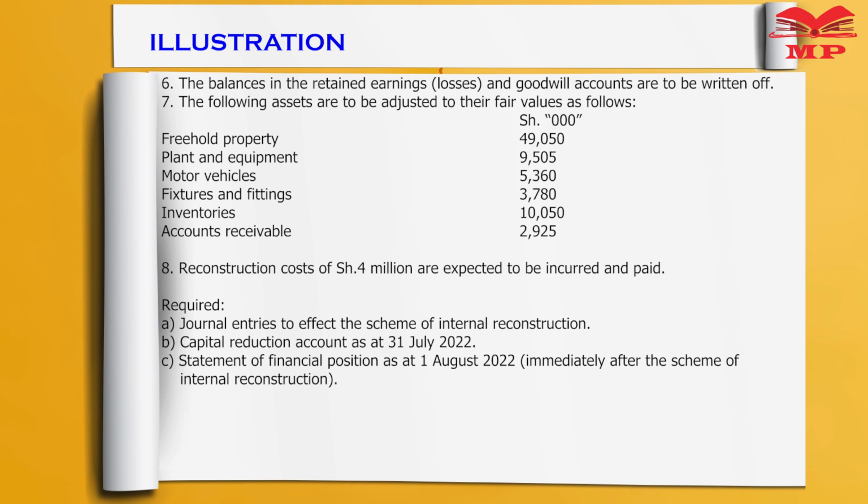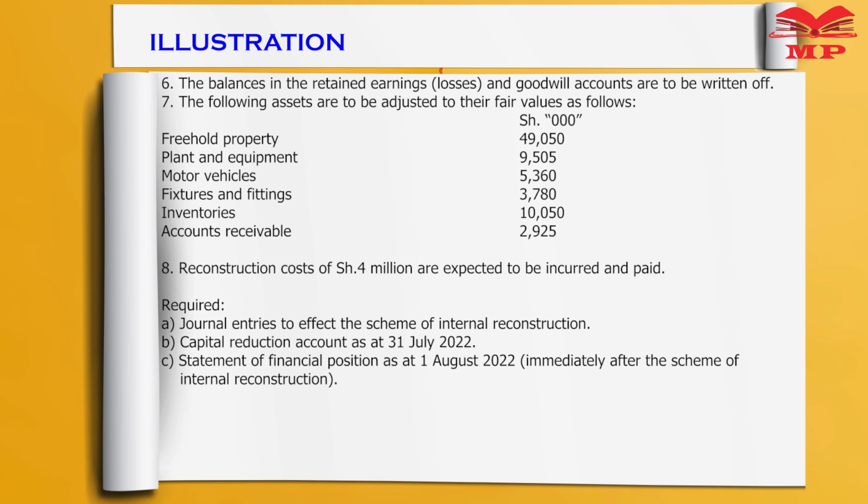So what are we required to do? Number 1, make the journal entries to effect the scheme of internal reconstruction. Number 2, prepare the capital reduction account as at 31st of July 2022. And Part C, prepare the statement of financial position as at 1st of August 2022, that is, immediately after the scheme of internal reconstruction.